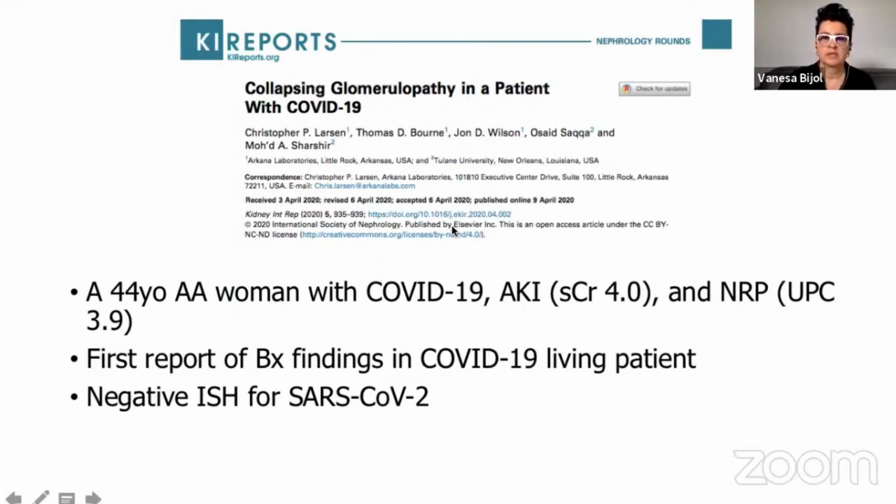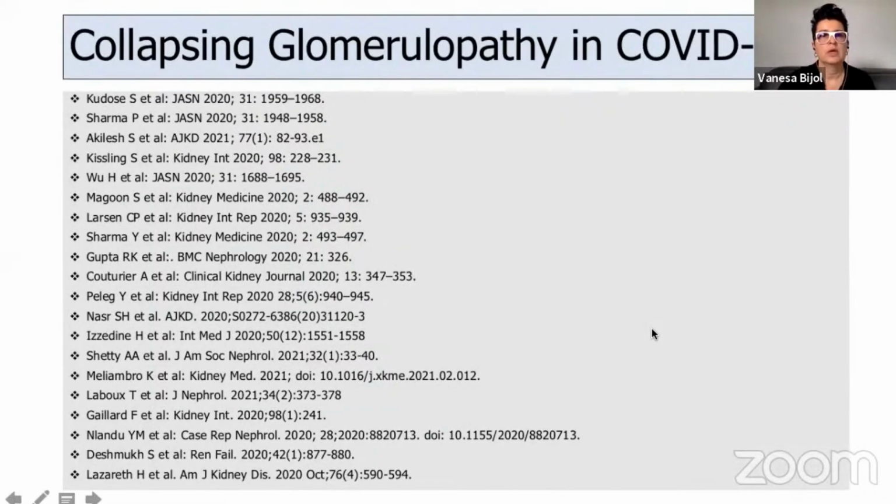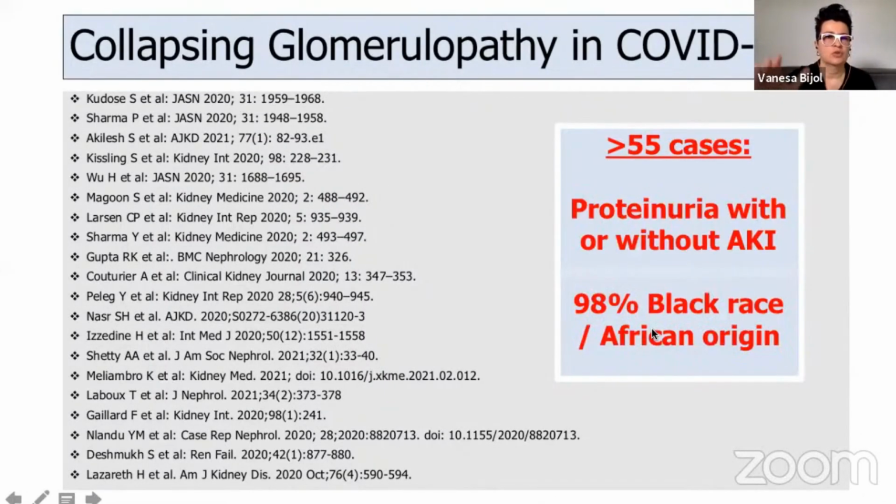with, I don't even think she had that severe COVID-19, but she did have AKI and nephrotic range proteinuria. And after that report came, in my count, over 50 other cases, whether in biopsy series or case reports, mostly in Black race, and very commonly with acute kidney injury.